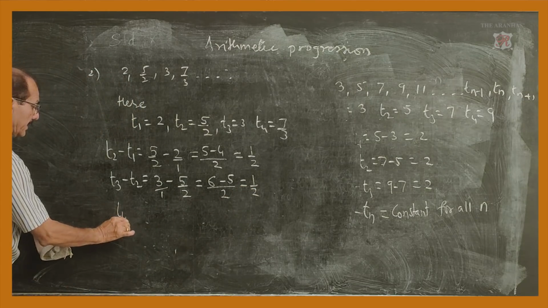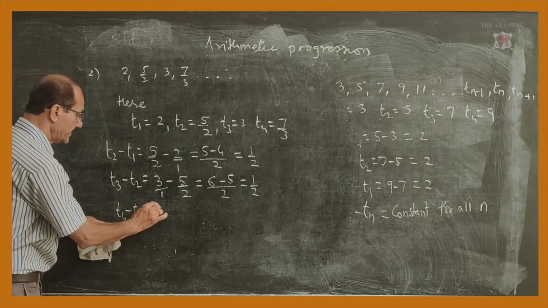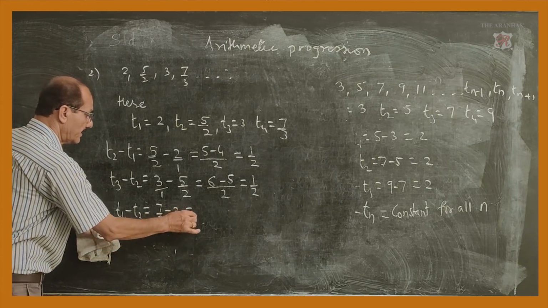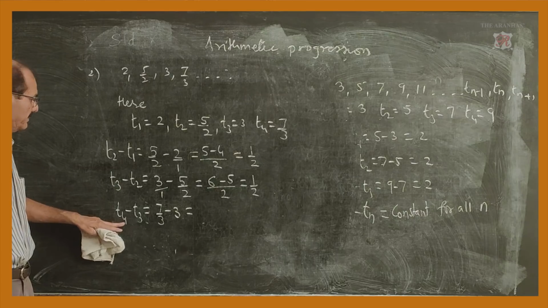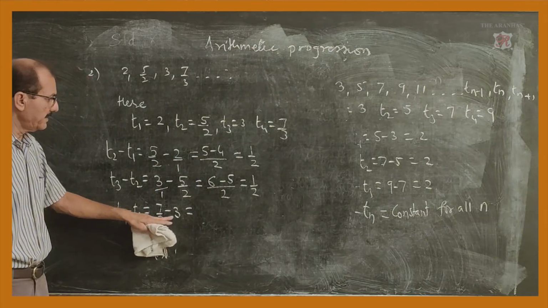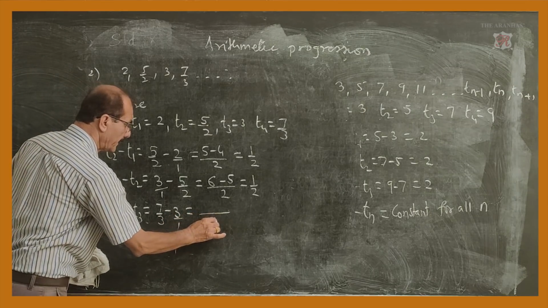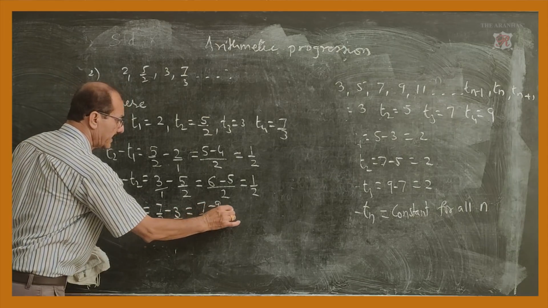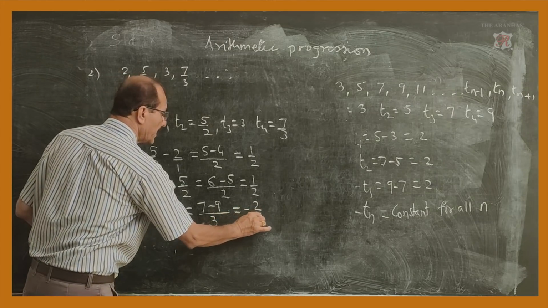Then you check T4 minus T3. What is my T4? 7 by 3 minus 3. So T4 minus T3 is 7 by 3 minus my T3, which is 3. So 7 by 3 minus 3. What is the LCM? 3. So 7 into 1 is 7 minus 9, which is equal to minus 2 by 3.